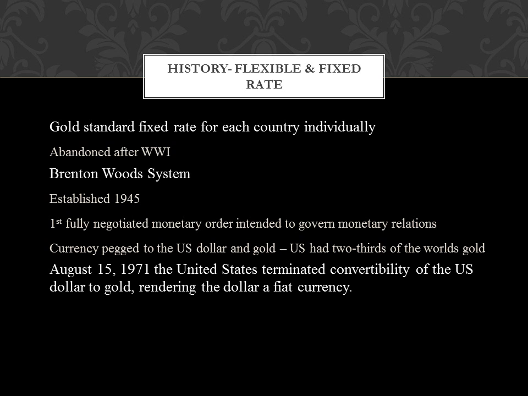But then on August 15, 1971, the United States terminated convertibility of the US dollar to gold, basically rendering the dollar a fiat currency, which is a currency that derives its value from government regulations or law. And of course, we have the Federal Reserve that controls our monetary policies and keeps everything in order.